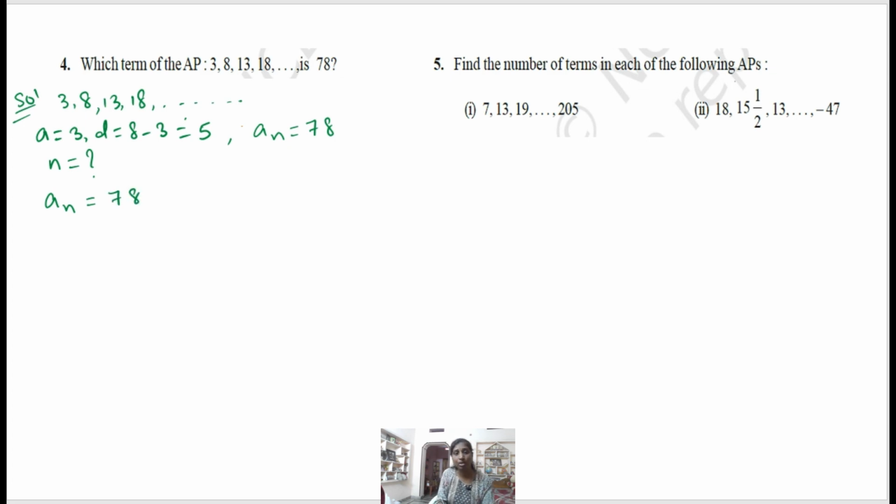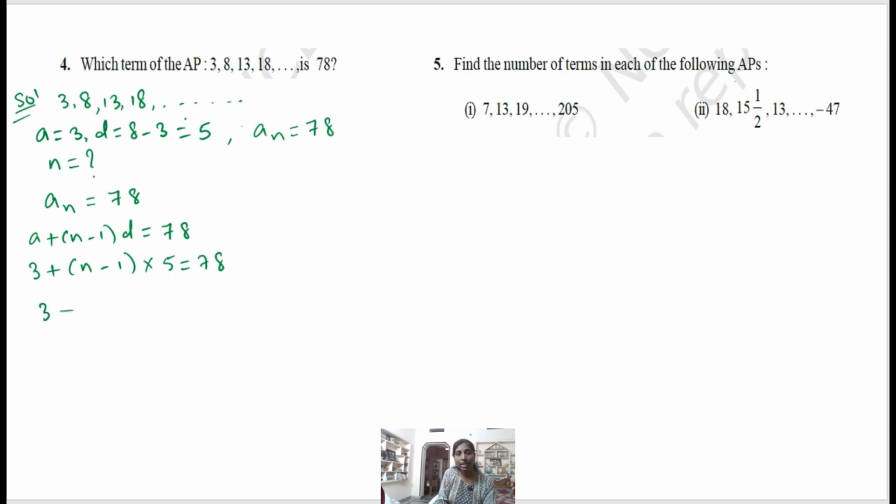Now write the formula of an: a plus n minus 1 into d is equal to 78. Now put the values here. A is 3, and we don't know n, we have to find it. And what is d here? d is 5, is equal to 78.